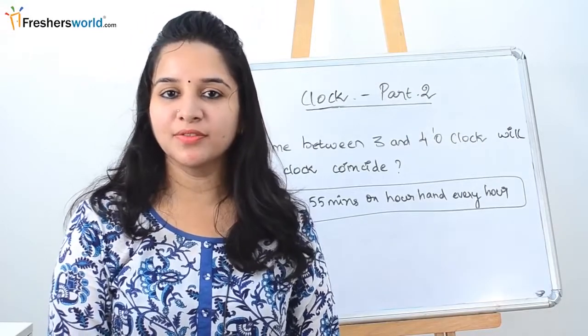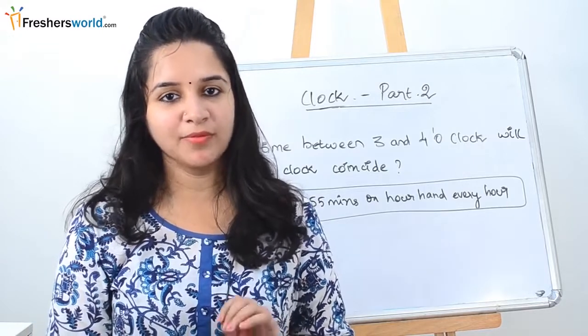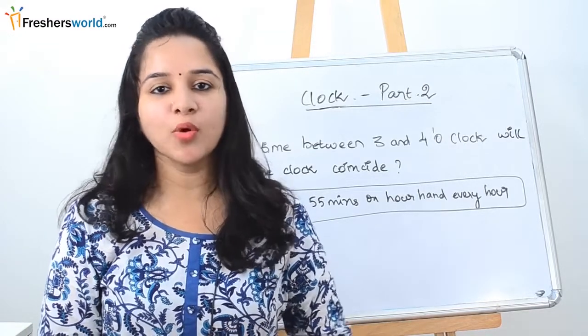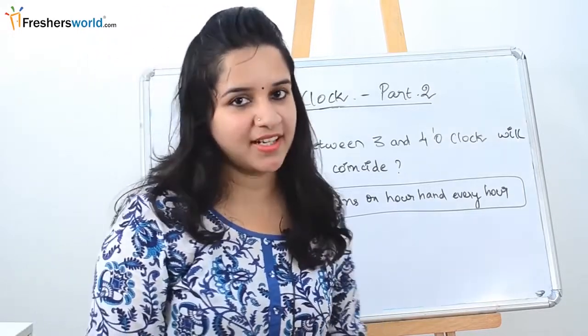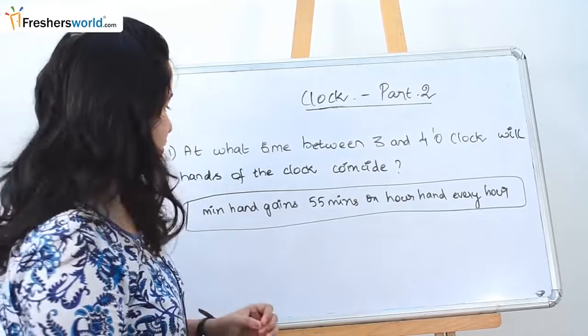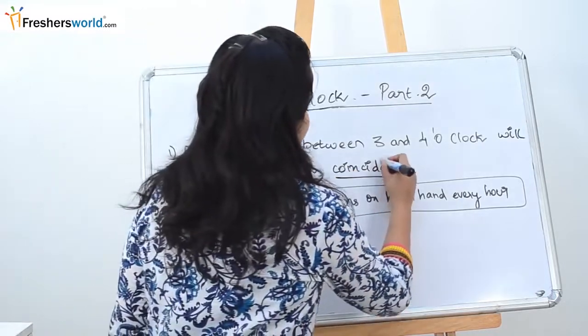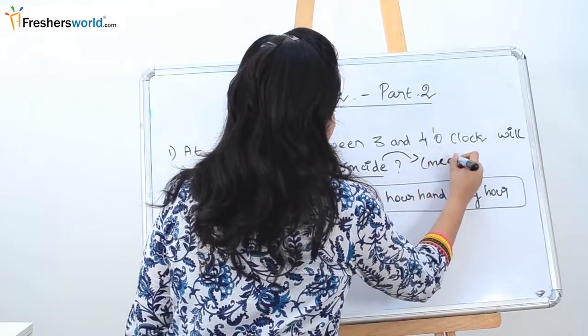In the first part of clocks, we dealt with the basic concepts of clocks and a simple problem following it. Today we'll be solving a few more questions on the topic of clocks. Let's get started. The first question is, at what time between 3 o'clock and 4 o'clock will the hands of the clock coincide? Coincide is nothing but when they will meet. That's what they are asking here.